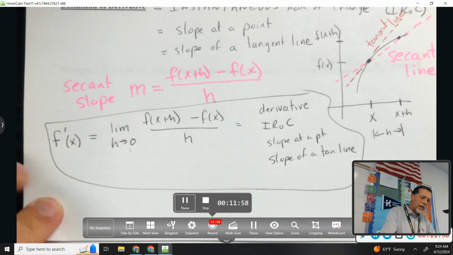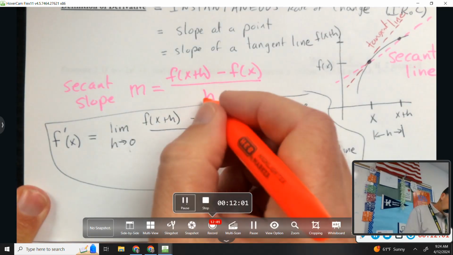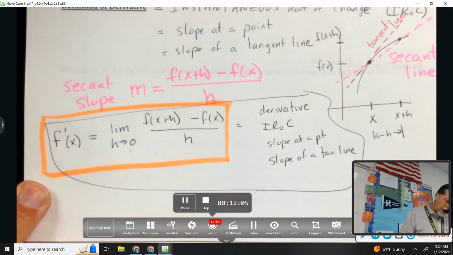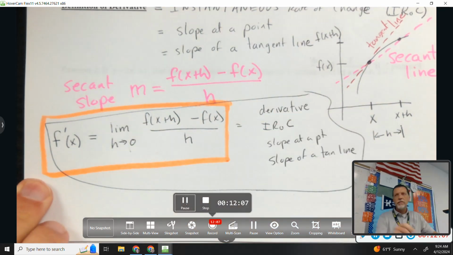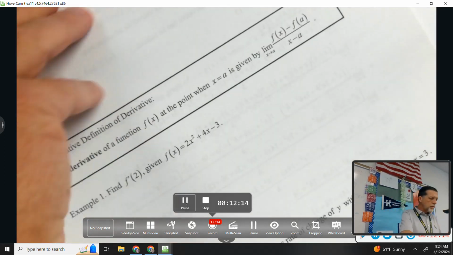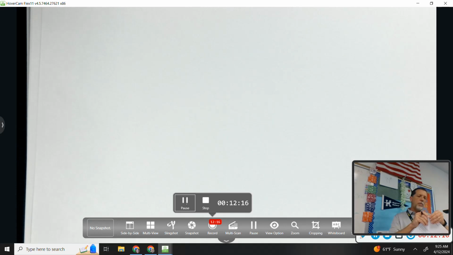Okay, there's more to do, and we'll do some examples, but that's the thing for today. That's the main thing. That's the definition of a derivative. Limit as h approaches 0 of the slope. All right, turn the page.